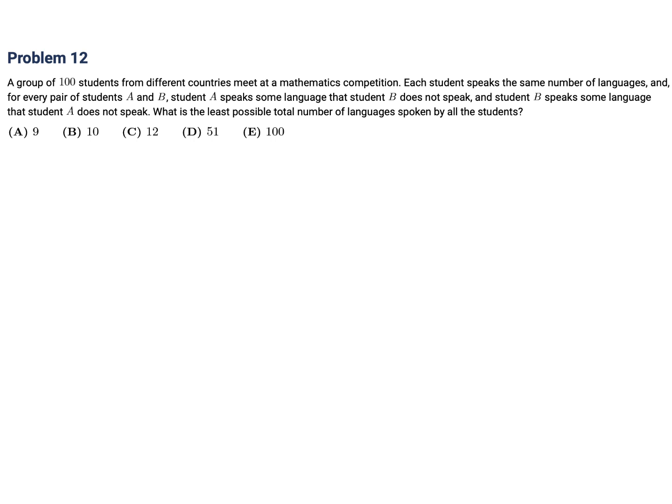A group of 100 students from different countries met at a math competition. Each student speaks the same number of languages, and for every pair of students A, B, student A speaks some language that student B does not speak. Student B speaks some language that student A does not speak. What is the least possible total number of languages spoken by the students?